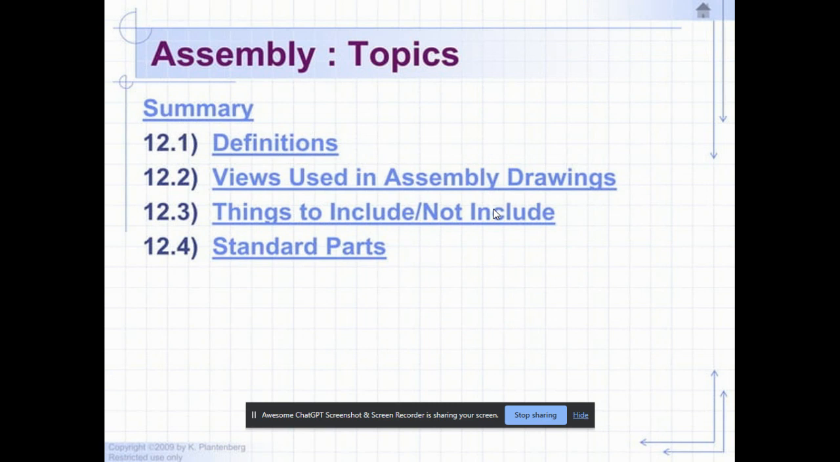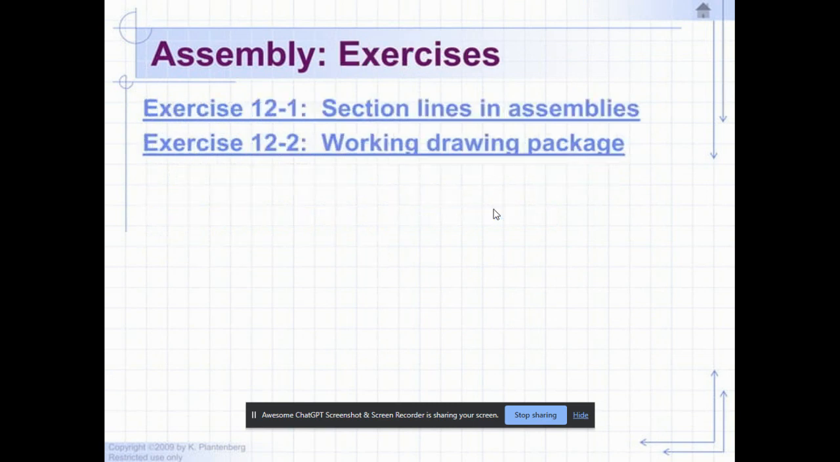So in today's topic, we are going to look at definitions. We will also look at the views used in assembly drawing, the things to include and not to include. Then we'll also look at standard parts. Then from there, we'll look at the section lines in assembly, working drawing package.